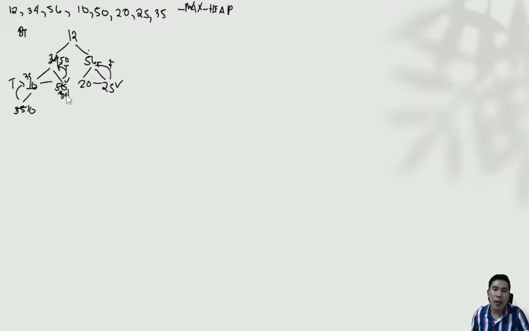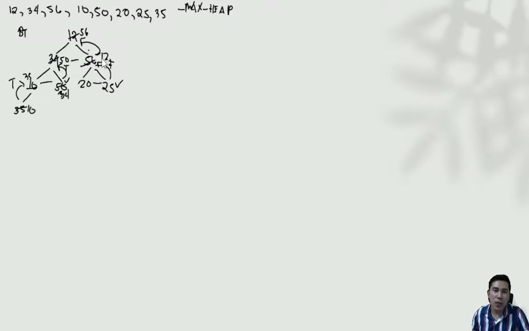And then, since there is no next level, the siblings 50 and 56 will be compared. After that, when you compare 50 and 56, the greater of them is 56. Therefore, you swap it with its parent, which is 12. So swap 56 and 50.